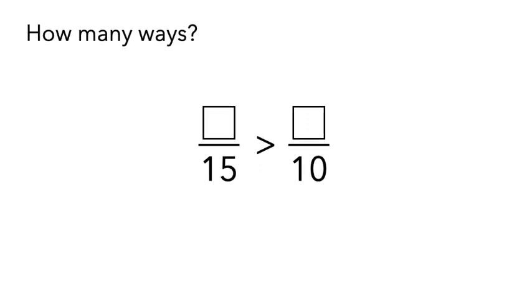Let's have a look at this next problem, which I would consider to be a level 2 problem. And the reason for that is we've got two unknowns, and we've also been asked how many ways we can answer the question. We're not just trying to find one solution. So where would I start with this?